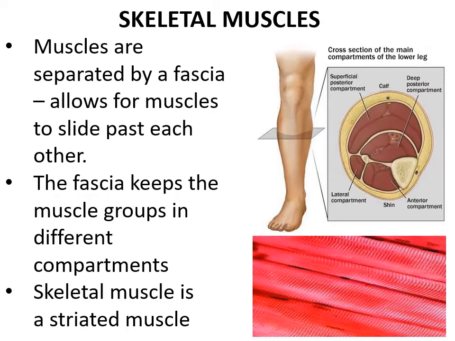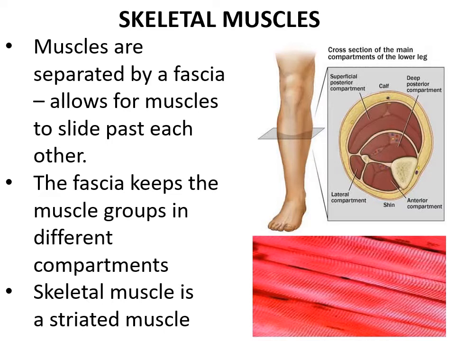Okay, so when we're looking at skeletal muscles, muscles in groups are separated by a fascial lining. If we look at the image on the right, a cross section of the calf, you can see that there are many different muscle compartments separated by this fascia. That allows contraction of muscles in a certain compartment without affecting the movement of the other compartments. So it separates the muscle groups.